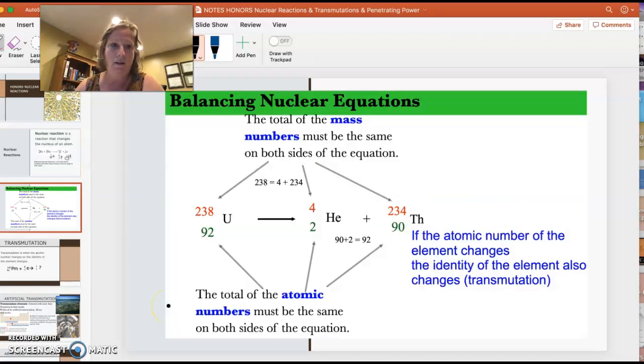And then here's just a really good example again to look at: the atomic number of 92 on the reactant side is going to equal the total atomic number 92 over here, and the mass numbers, the 238 and the 4 plus the 234 of, I think that's thorium, add up to 238 also.